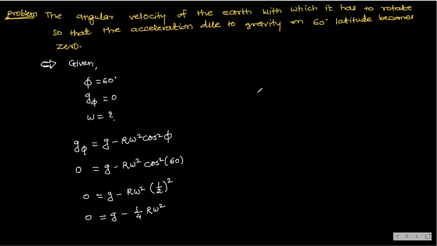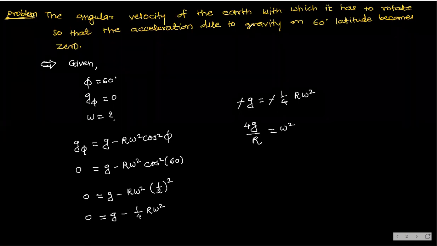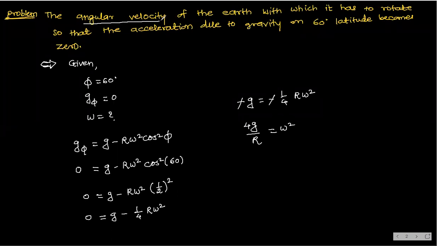You transfer this g this side. See now, minus g is equal to minus 1 by 4 R omega square. This minus minus will get cancelled. So this is 4g by R is equal to omega square. Agree with me? Now I want omega because see here what he is asking, angular velocity. Angular velocity is omega. So shall I take square root on both sides? 4g by R is equal to omega.